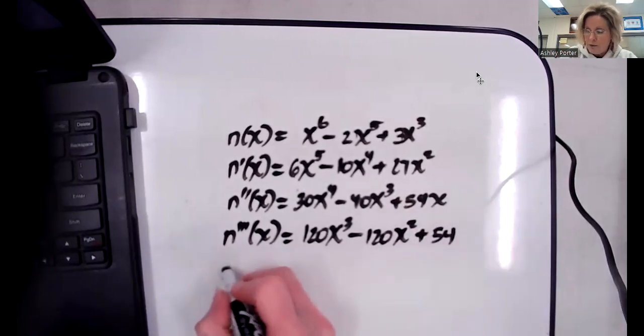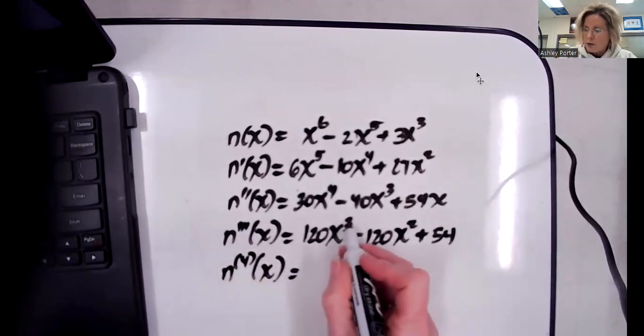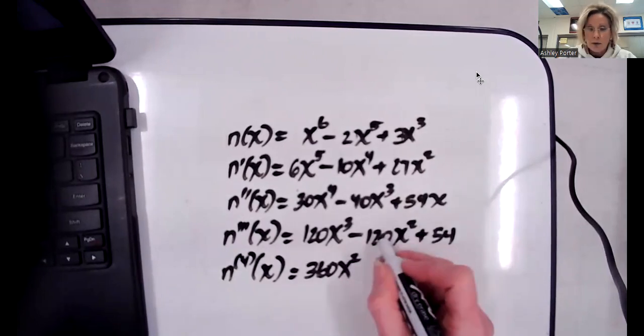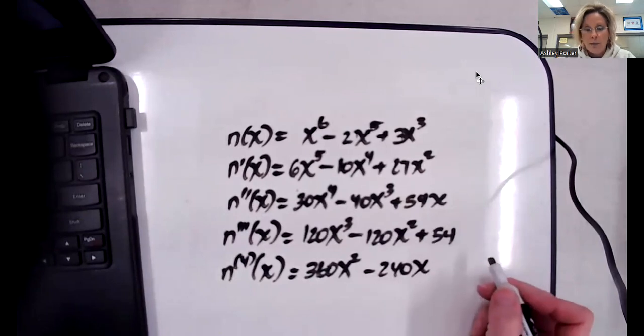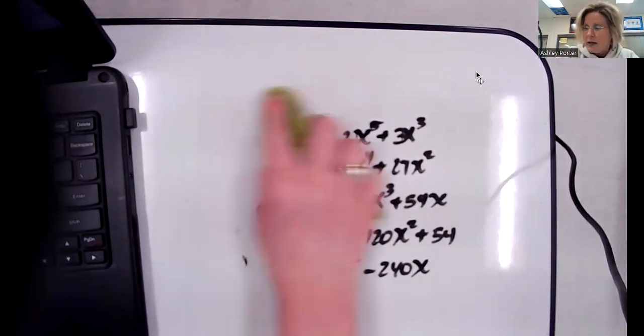And then if you wanted the fourth derivative, what is 3 times 120? 360x squared. 2 times 120 is 240. X to the first power. And then of course, at that point, 54 zeros out. So it's not hard to do higher order derivatives.